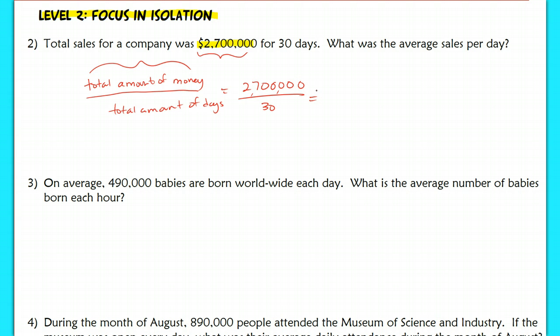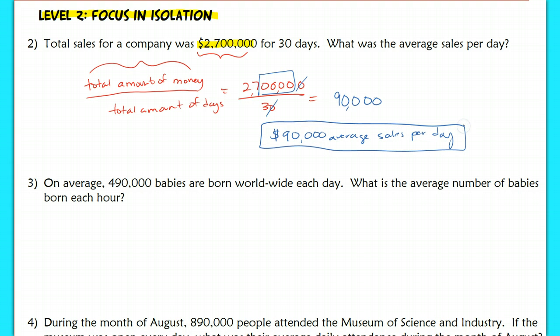Now I think you could actually do this without using a calculator in your head. Anytime you have a 0 on top and a 0 in the denominator, you can divide those here and just cancel those out. And then we're going to look at the number 27 divided by 3. Well, 27 divided by 3 is 9. And then we're going to just copy this number of zeros afterwards. So that means that the average sales per day was $90,000. So $90,000 average sales per day. And there's the answer for question 2.